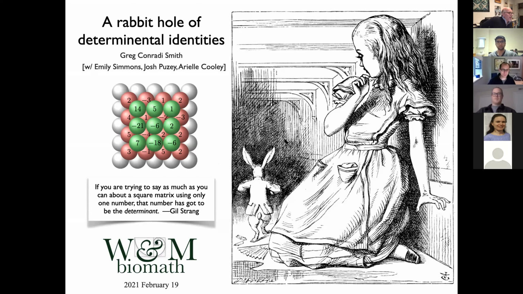Okay, so this talk is called A Rabbit Hole of Determinantal Identities, and you'll see the connection to Alice in a little bit. It's going to be maybe 2/3 expository and 1/3 research update.